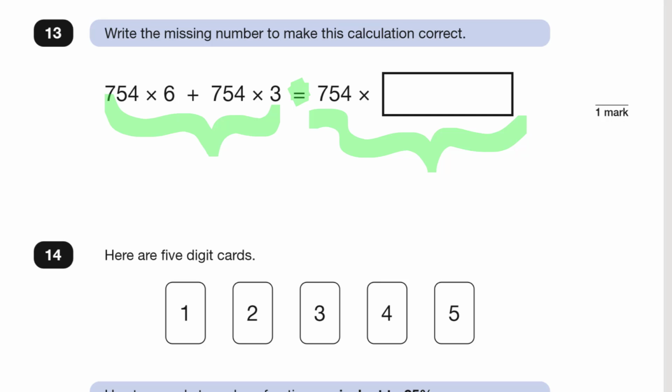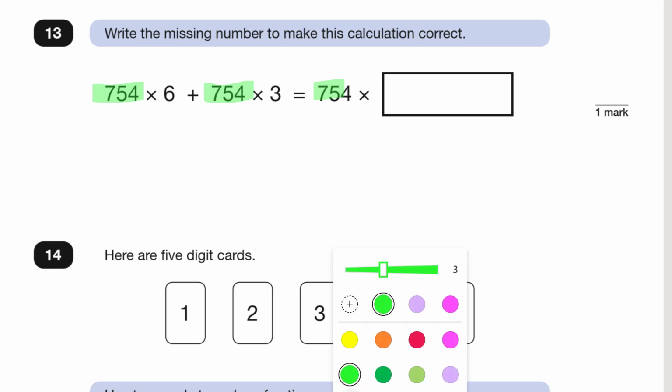So, for example, you might find the answer to this, and then you might find the answer to this, then add them together, and then figure out how many lots of 754 go into that answer. However, if you look at what's common here, we have got 754, 754, 754. So let's look at how many lots of 754 we have got.